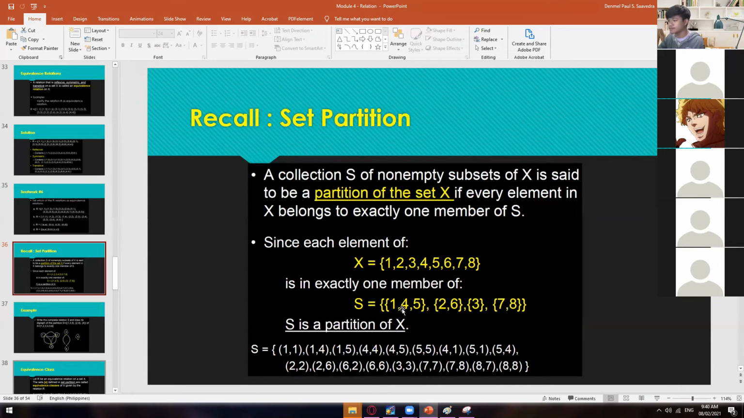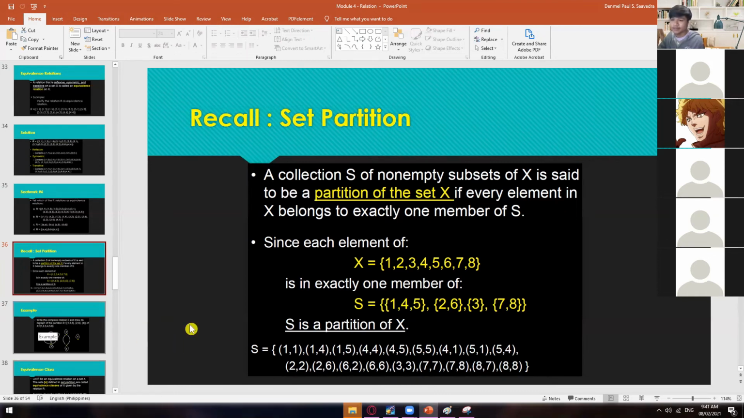14 plus 4, 18. 9, 4 plus 4, 17, 18. Yeah, 18. So let's see if we have a total of 18 ordered pairs. So we have 1, 2, 3, 4, 5, 6, 7, 8, 9, 10, 11, 12, 13, 14, 15, 16, 17, 18. So all of those came from this set, okay, with the use of Cartesian product, right?